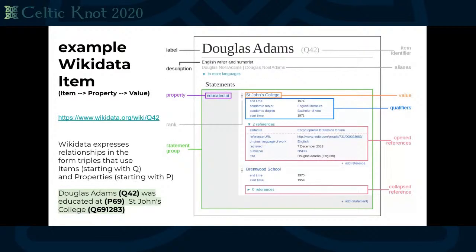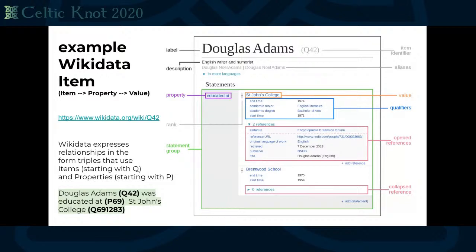So now, what should you expect to see on a typical Wikidata item? As mentioned, Wikidata expresses relationships in the form of triples that use items starting with a Q and properties starting with a P. And the item will typically be made up of at least one statement. So in this example, we have two statements about an entity called Douglas Adams. The first statement: Douglas Adams, Q42, was educated at P69, St. John's College, which is some other QID. And this statement is qualified by further properties like the academic major, academic degree, the start time, and the end time.